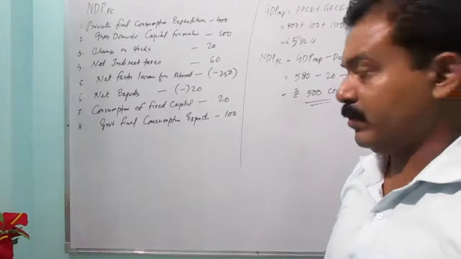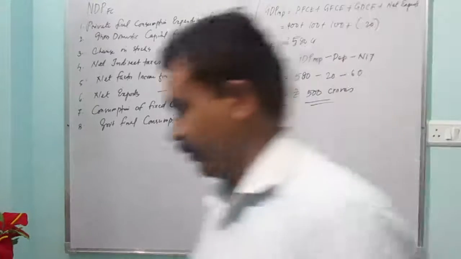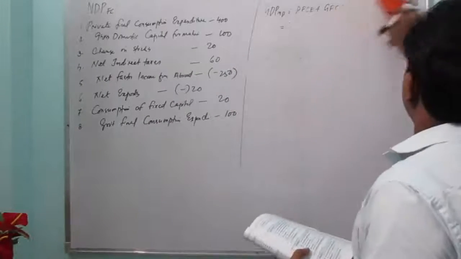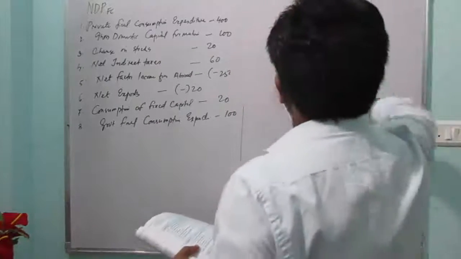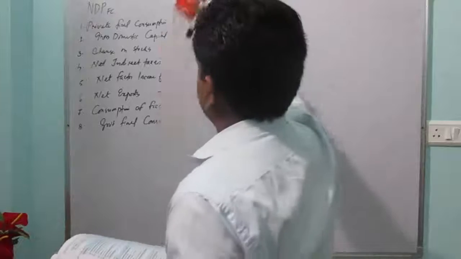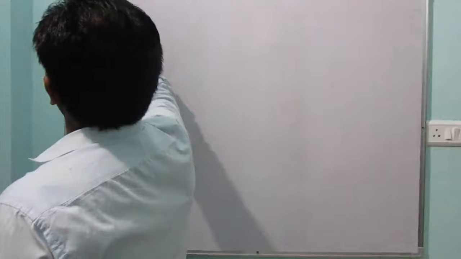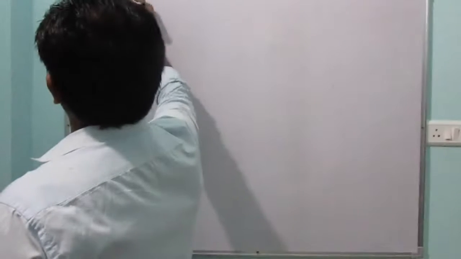Understood? Not wasting too much time, going ahead with the next numerical. Going for the next numerical, that is, calculate national income. National income. Calculate national income.